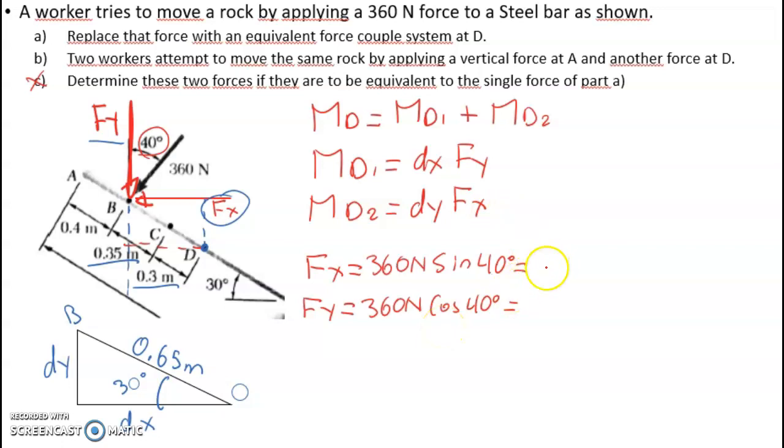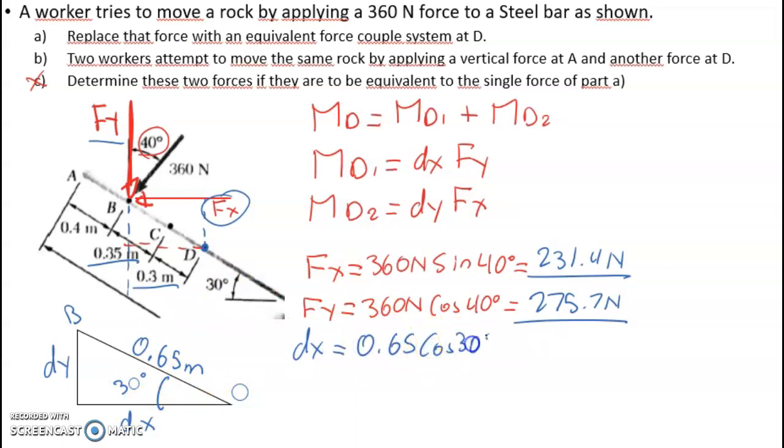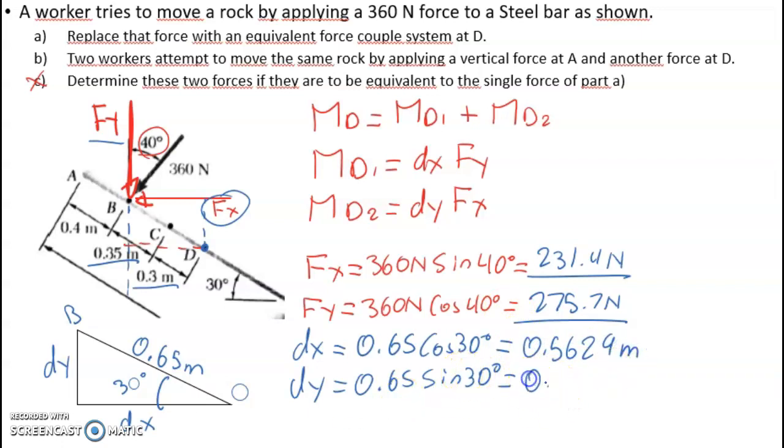Now, x is going to be 231.4 newtons. Let's make it another color. 231.4 newtons. And force y is going to be 275.7 newtons. Now, let's go with the distances. The distances we can calculate as dx equals 0.65 cosine of 30 degrees. dy can be calculated as 0.65 sine of 30 degrees. The resultant distances are going to be, for the x, 0.5629 meters. For the y, 0.325 meters.